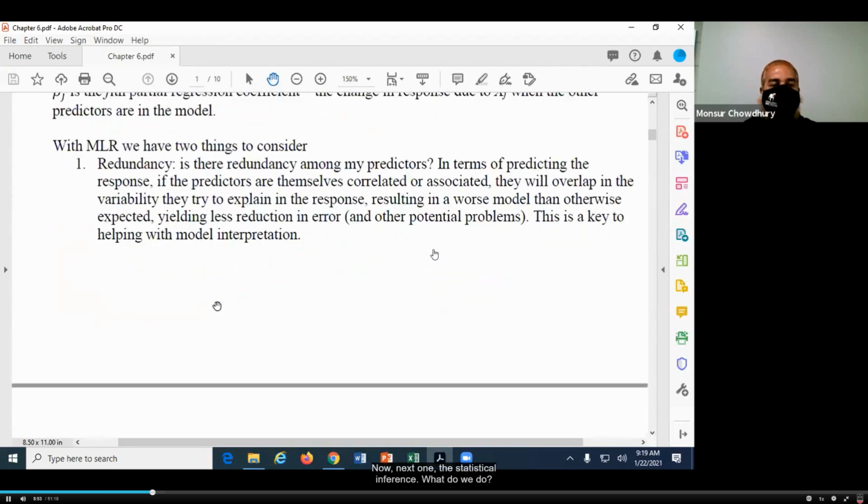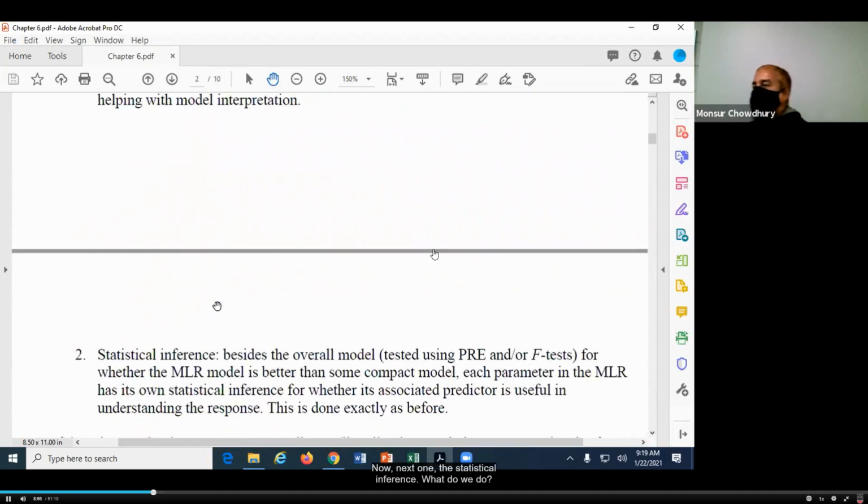Now, next one, the statistical inference. So what we do, when we fit the model, we compare the augmented model with the compact model. How can we compare this? We use PRE, the proportional reduction in error, and also we use the F-test. Now this PRE and the F-test tell us whether the overall augmented model is useful or not. Is adding more predictors reducing the error a lot or not?